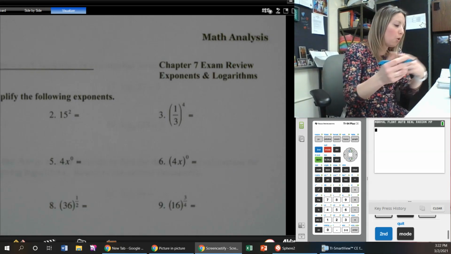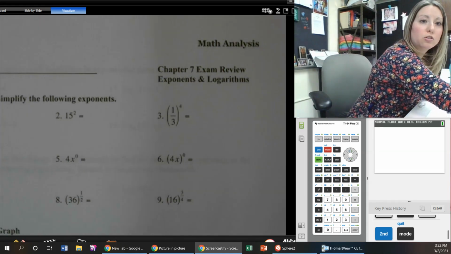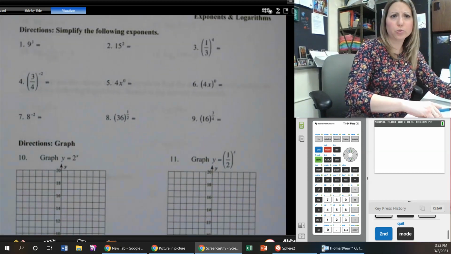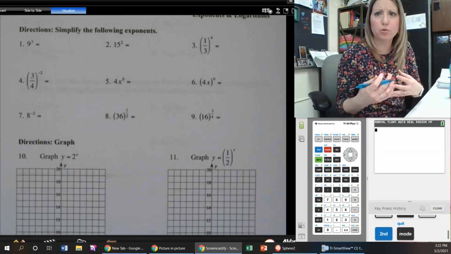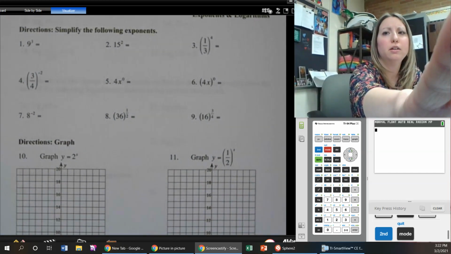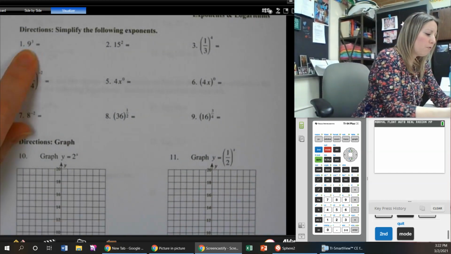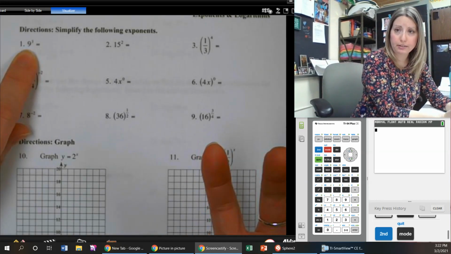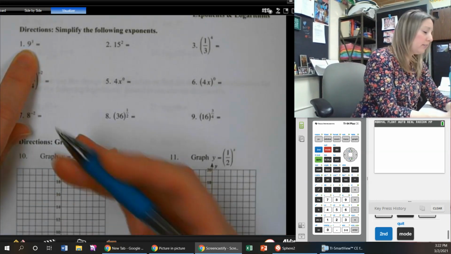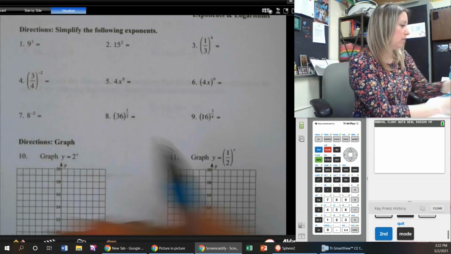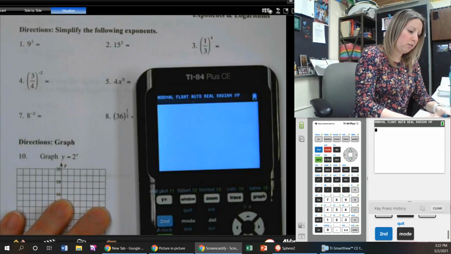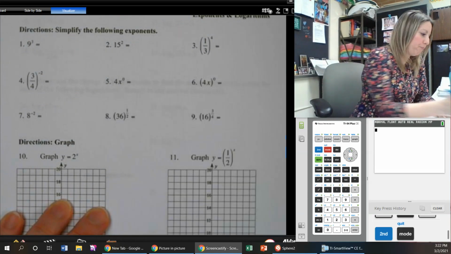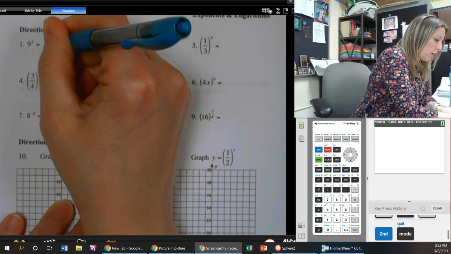Okay. So what we start with is just a review of exponents. And those are real quick. So I'll just go through and give you the answers as I do it. Of course, when you are raising something to a power, you're multiplying the base times itself that many times. So this is 9 times 9 times 9, right? Or 9 cubed, 729. Done.